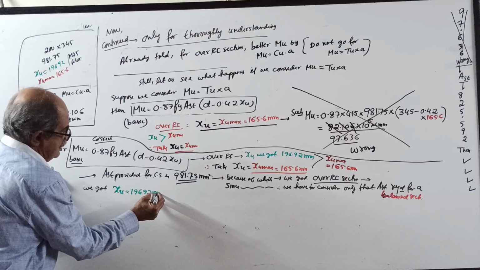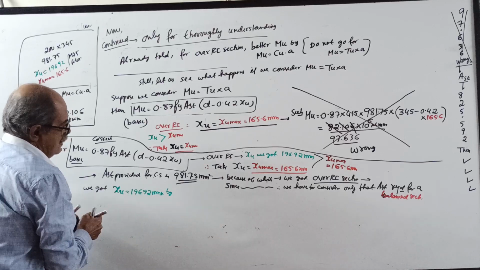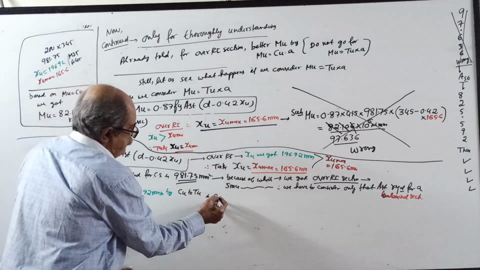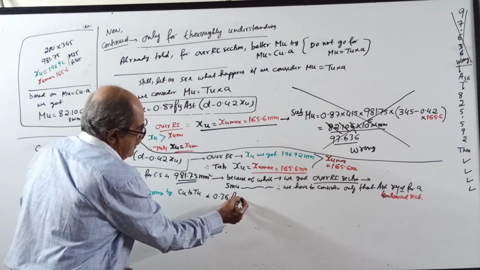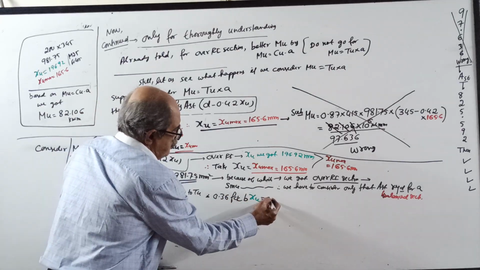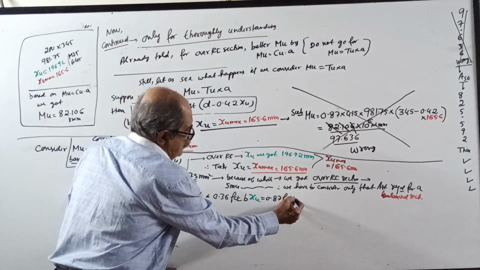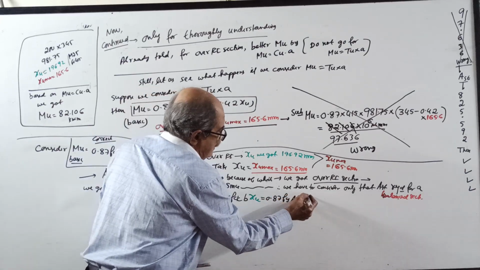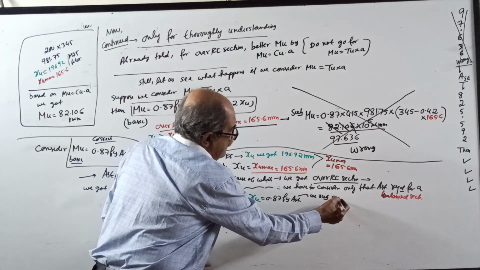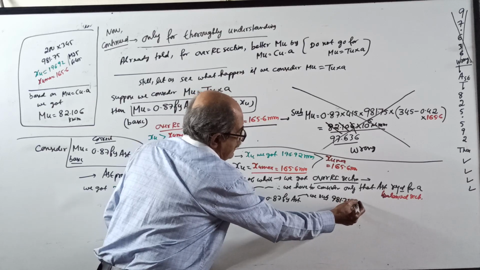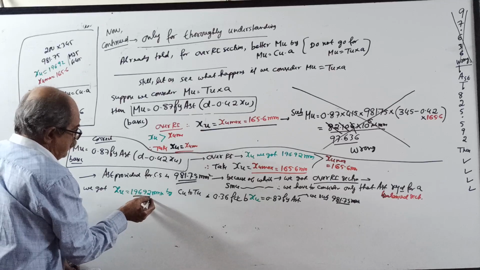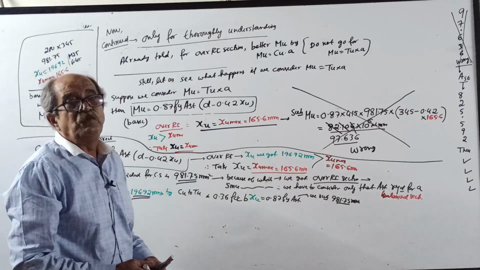196.92 millimeter by equating CU to TU, that is 0.36 FCK into B into XU equal to 0.87 Fy into AST. AST we substituted how much? 981.75 mm square. For that AST, our XU came 196.92 millimeter. So it is an over-reinforced section.